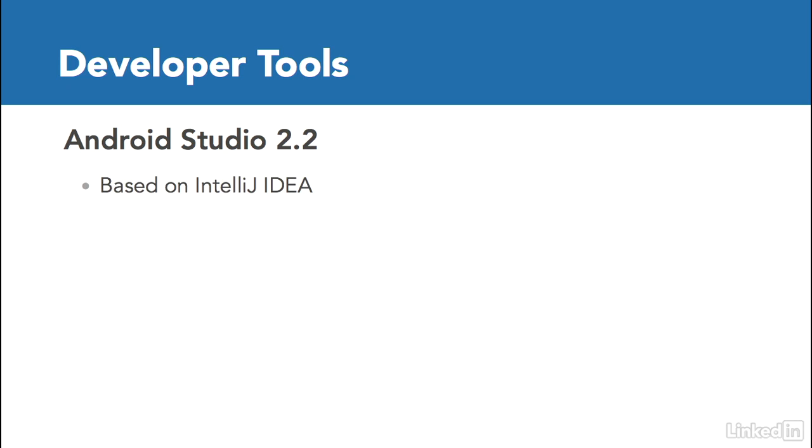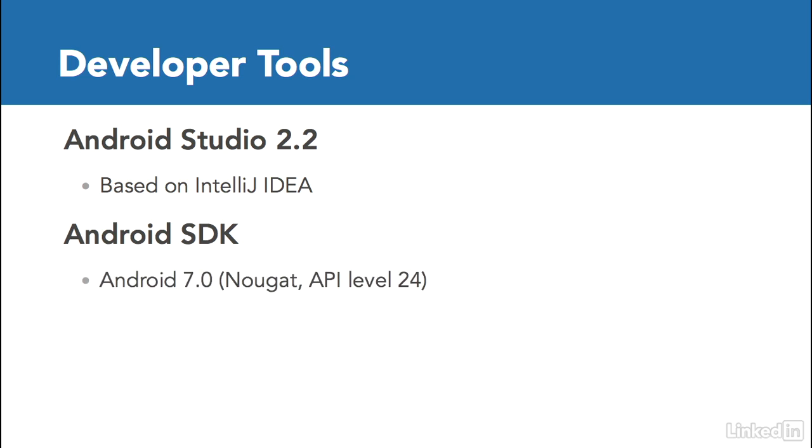Android Studio 2.2 is based on IntelliJ IDEA, a popular Java IDE from JetBrains. You don't need to have IntelliJ IDEA installed. Instead, you get everything you need in the Android Studio installation. And that also includes the Android SDK. In this course, I'll be working with Android 7, Nougat, which equates to API level 24. I'll be talking about API levels and how they match up with Android versions early in the course.